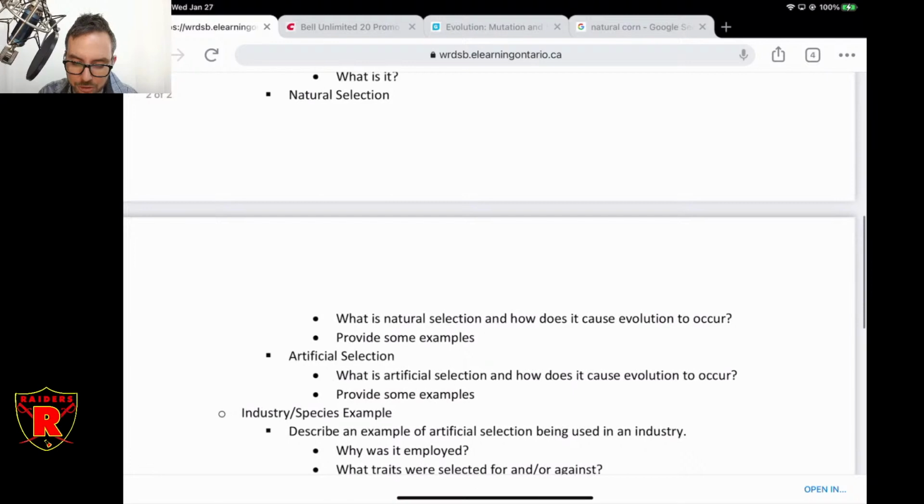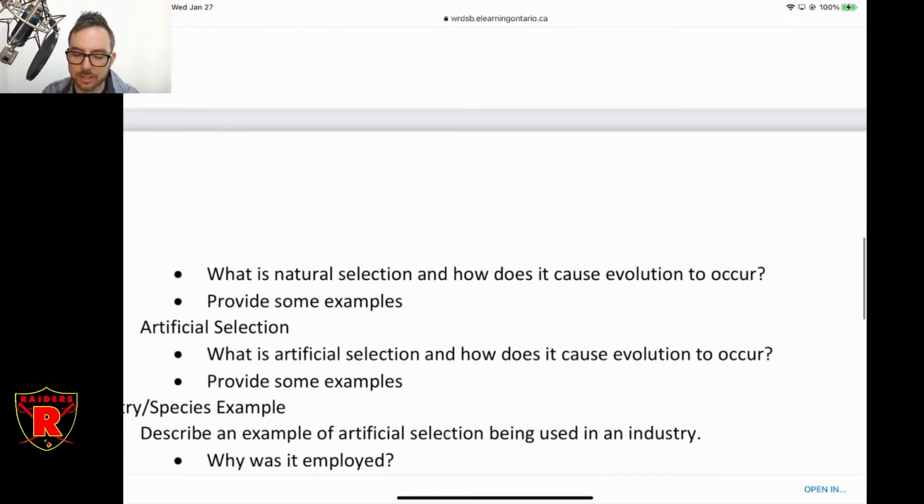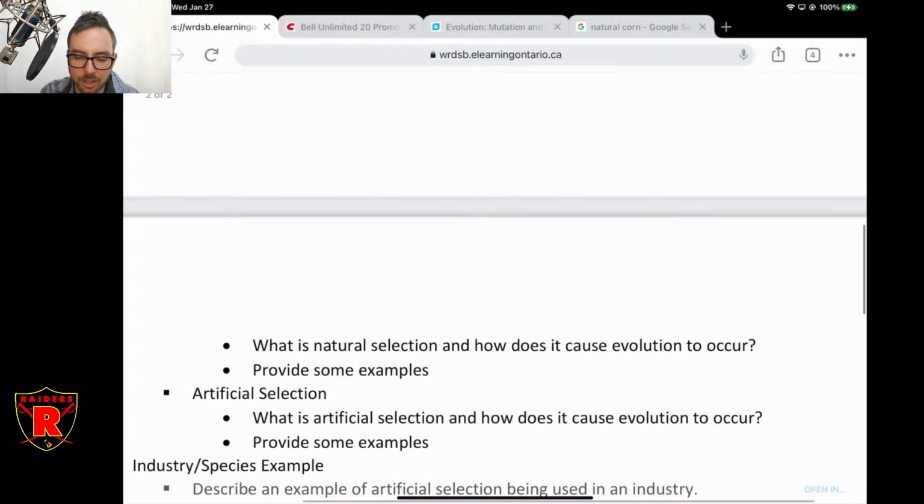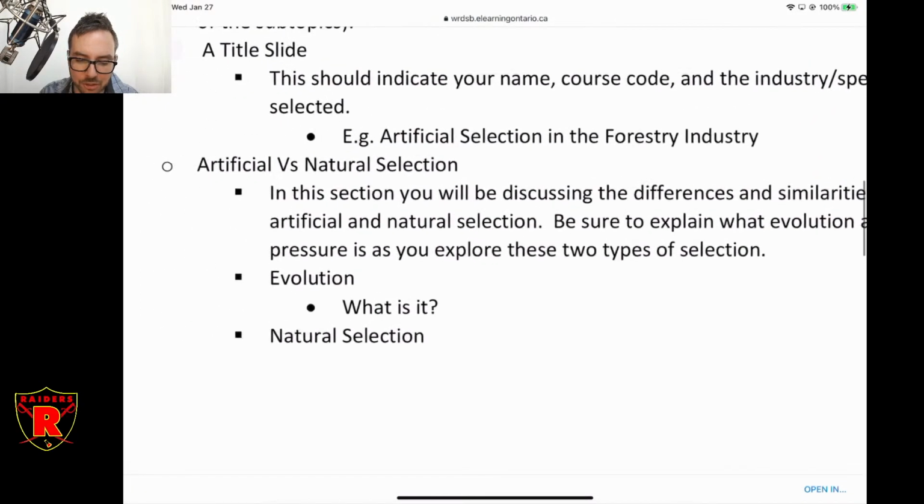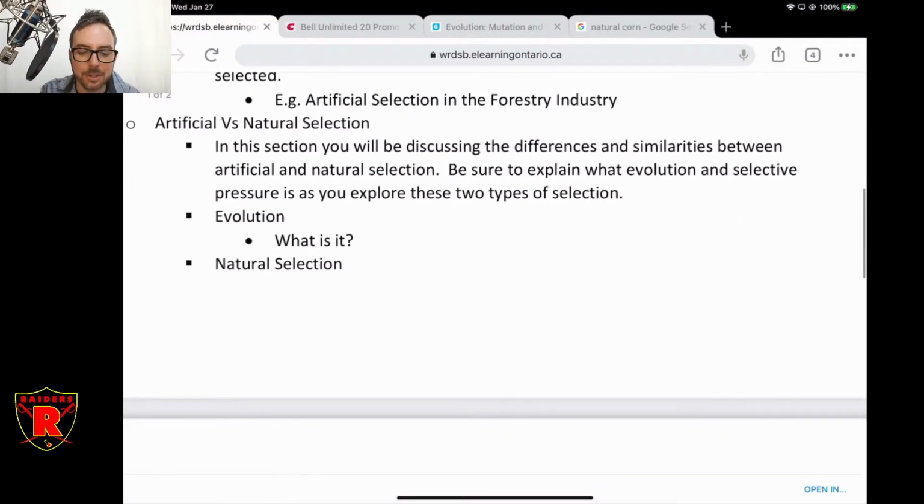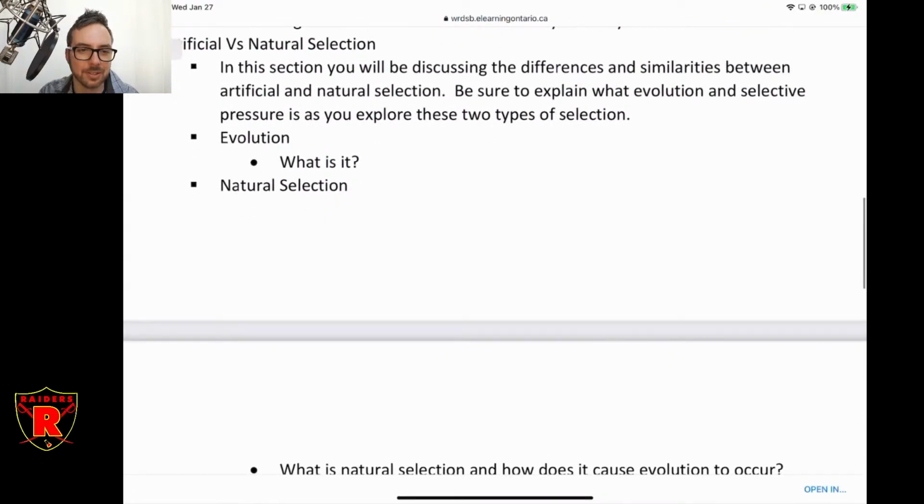In natural selection, what's natural selection and how does it cause evolution? By the way, when I say in this section you'll be discussing these things, it means you'll be discussing them under these headings. So you don't need to discuss them and then do all this stuff. You're going to discuss this by doing this stuff, okay?